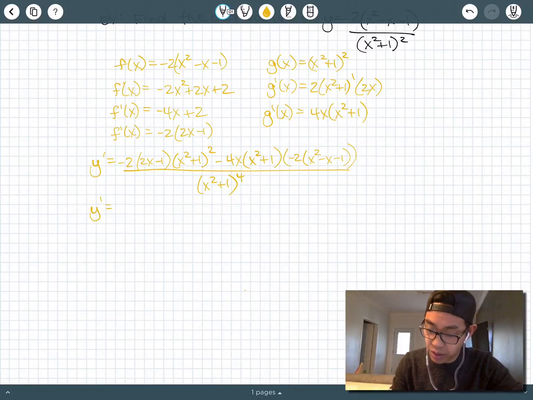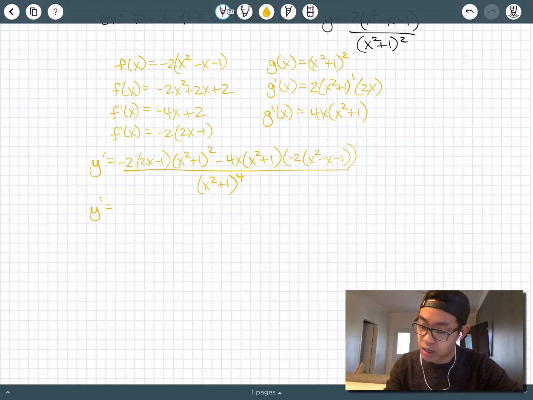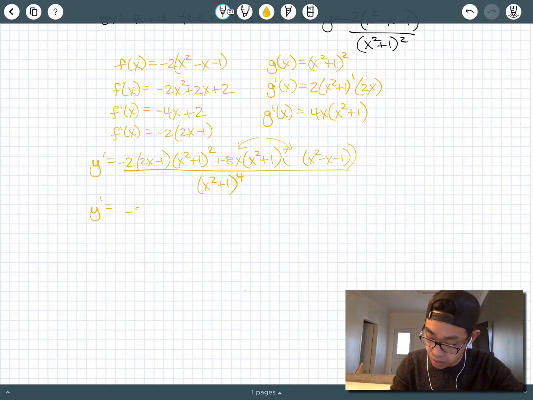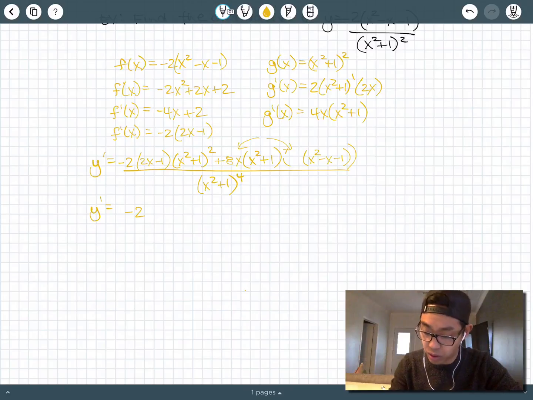Now, let's simplify each individual term. Instead of working with the negative 4 and the negative 2 here on the second term, I'm going to group those together. I'm just going to erase this minus 4 and change it to a plus 8. And now we can see what our common factors should be. In terms of coefficients, we have a negative 2 and an 8. So we'll pull out a negative 2 here. Then both terms have an x squared plus 1, so we'll pull out an x squared plus 1 to the lowest exponent, which is going to be to the 1.